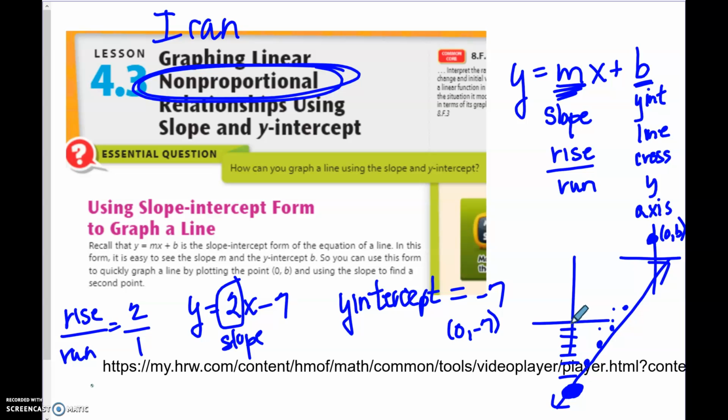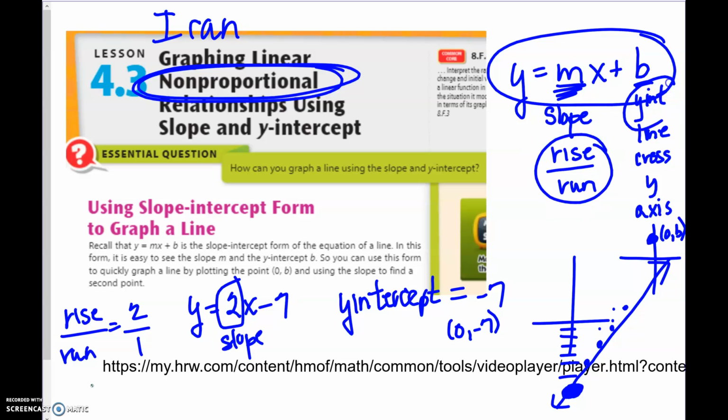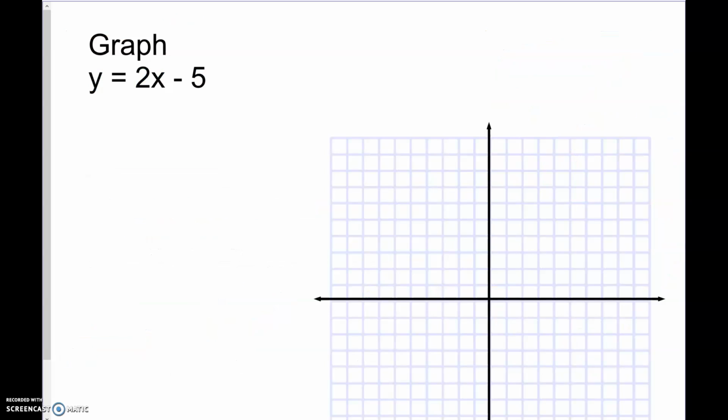Okay, so that's basically what we're going to be doing today: taking this equation, y equals mx plus b, pulling off your slope and your y-intercept, and graphing. All right, let's see if we can try a problem here. So here we have y equals mx plus b.